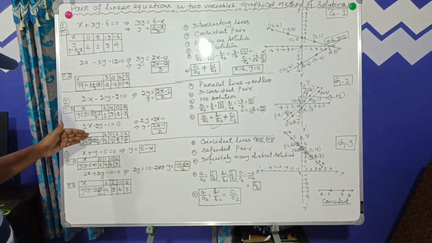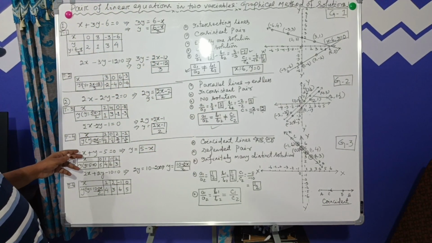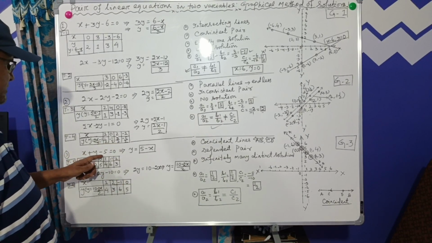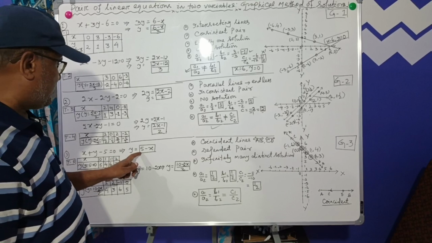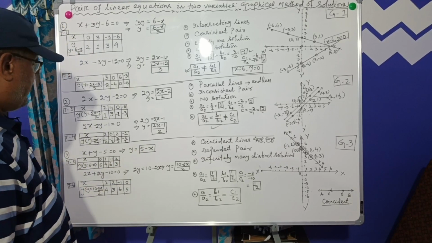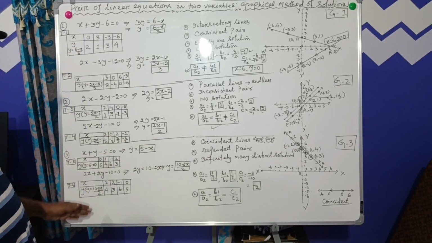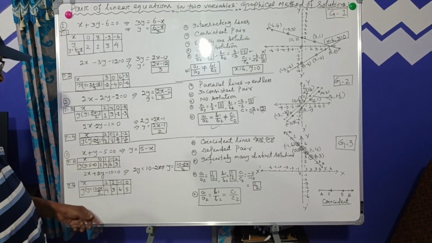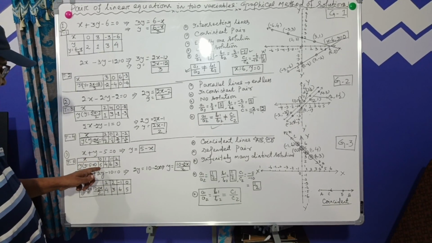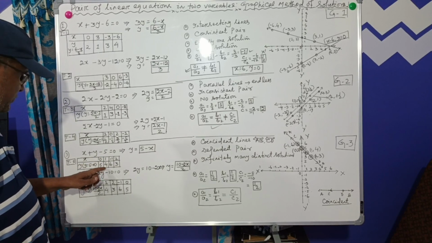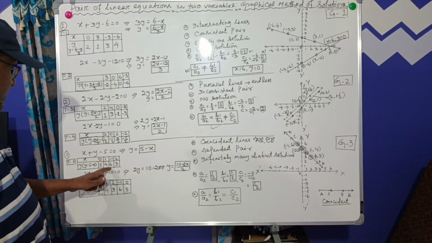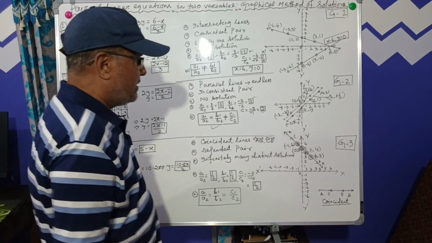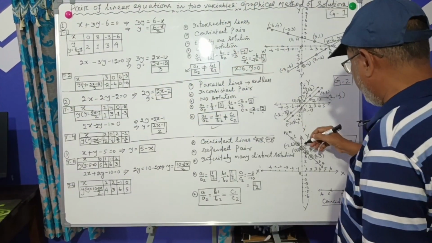So come to our third case. We have taken a pair of linear equations, x plus y minus 5 equals 0. So y is equal to 5 minus x by transposition. So we have got the values of x and y and noted them in a table: x 0, y 5; x 1, y 4; x minus 1, y 6; x 2, y 3. So now let us place these points.